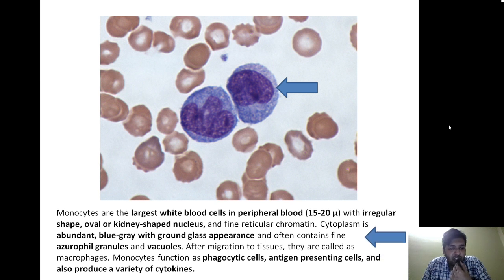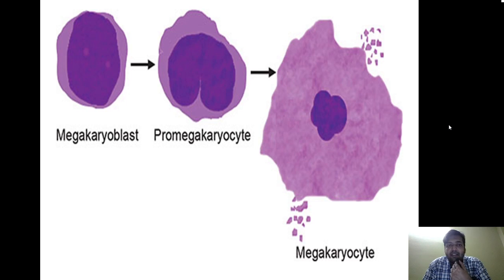After migration to the tissues, they are called macrophages. Monocytes basically function as phagocytic cells and antigen presenting cells, and they also produce a variety of cytokines. Now let us see the process of thrombopoiesis. Here the first stage is the megakaryoblast, which has prominent nucleoli and immature chromatin like any other blast, followed by a promegakaryocyte, and finally a megakaryocyte.